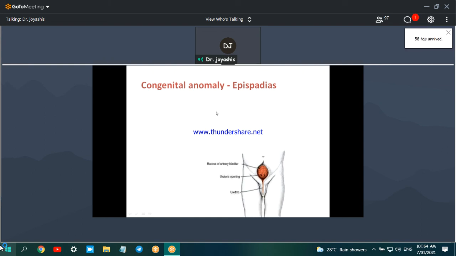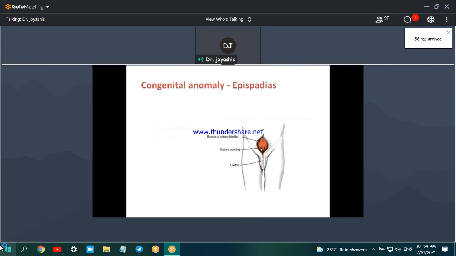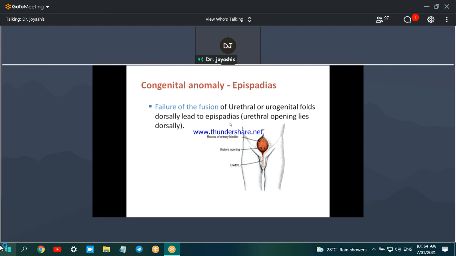Epispadias. This is epispadias, the urethral opening is dorsal. The failure of the fusion of the urethral or urogenital folds dorsally leads to epispadias. The urethral opening lies dorsal.